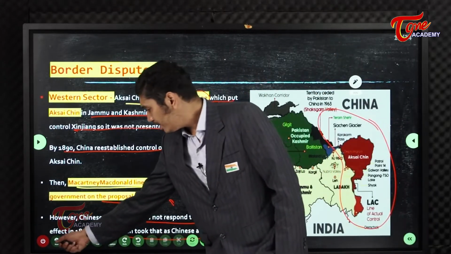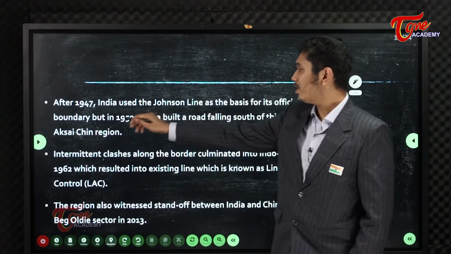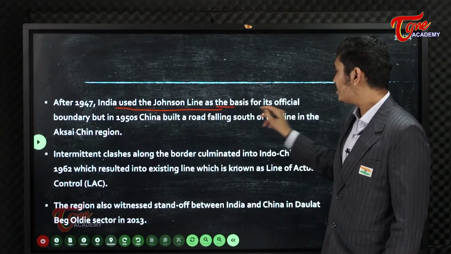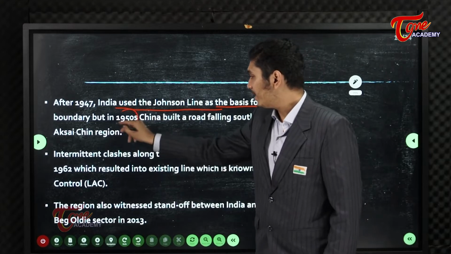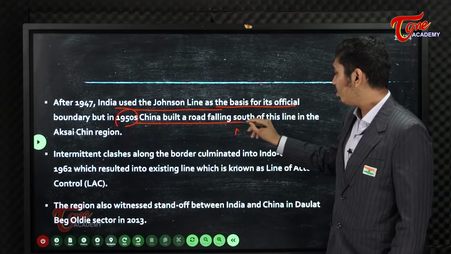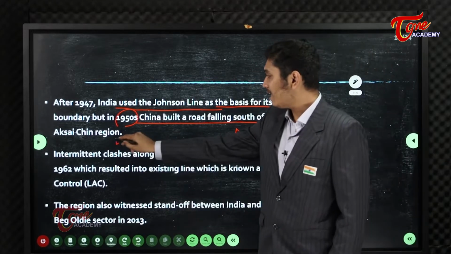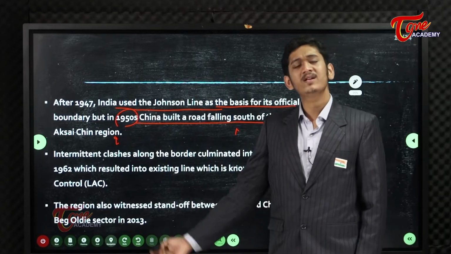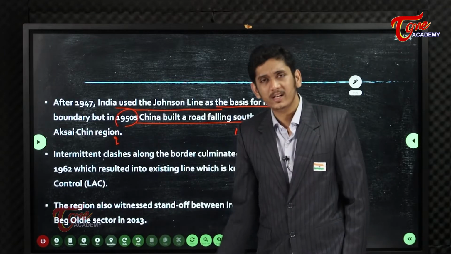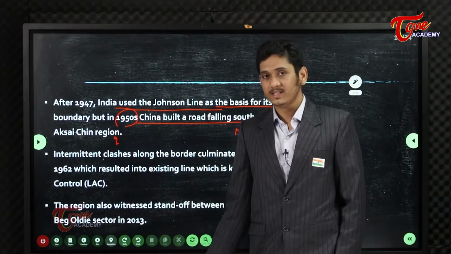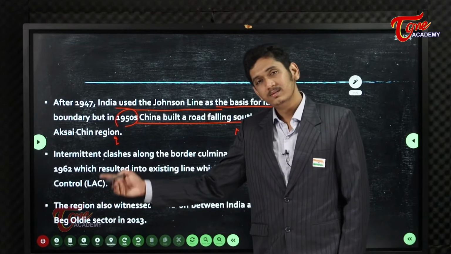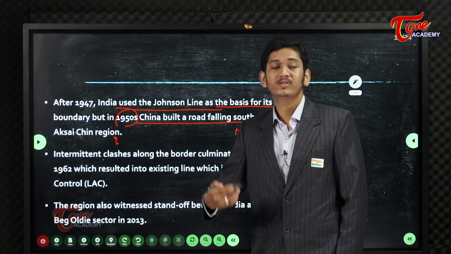So then, China didn't say any word. After 1947, India used the Johnson Line as a basis for the official boundary, but in the 1950s, China built a road falling south of this line in the Aksai Chin region. So we said, Johnson Line you have accepted, you didn't say anything, now Aksai Chin is ours. But China didn't say anything and started building roads into the Aksai Chin region.